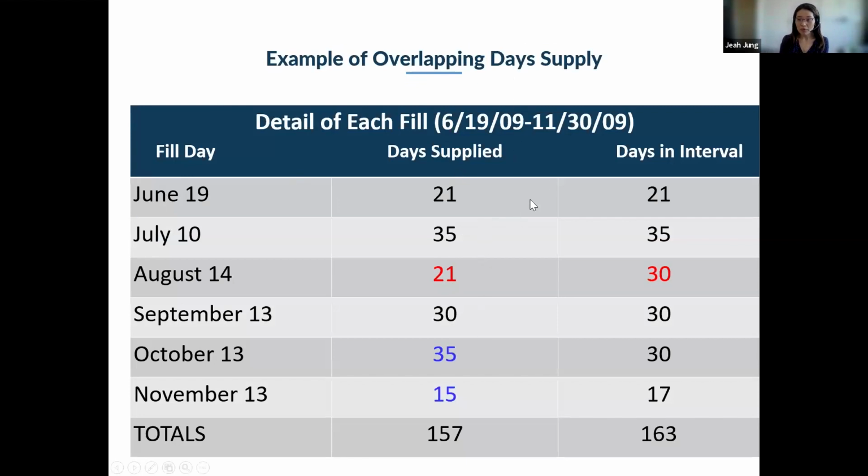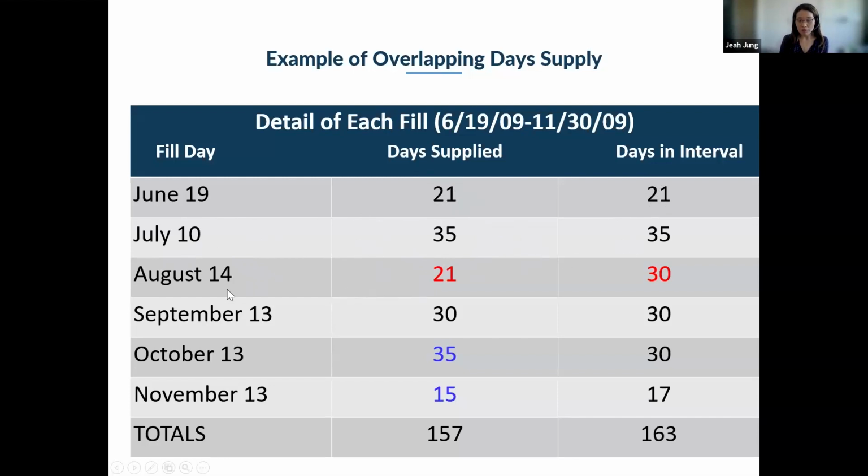So for this beneficiary, the first fill date is June 19th. So days supply is 21. In 21 days, this patient came back, and so days in interval and days supply are equal, which is good. So this patient came back on July 10th, and then got the 35 days of supply, good. And then came back again 35 days later, good.